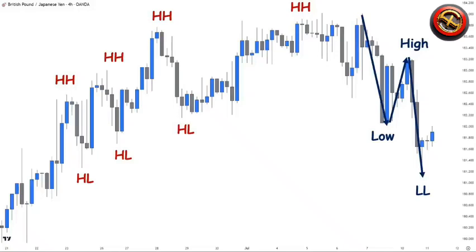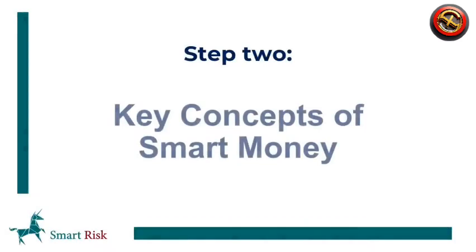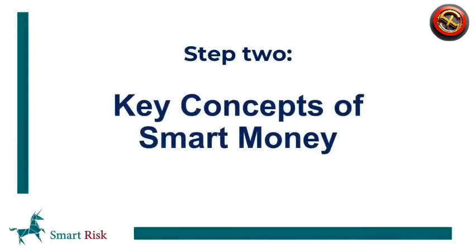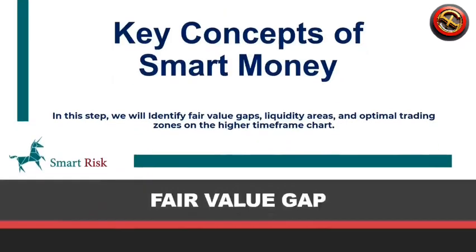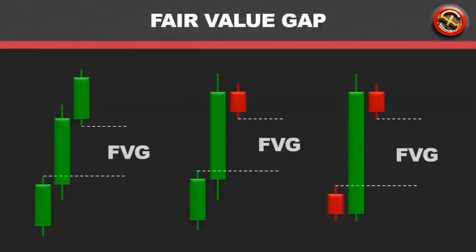Let's continue with the second step, key concepts of smart money. This step will identify fair value gaps, liquidity areas, and optimal trading zones on the higher time frame chart. The fair value gap is a 3-candlestick pattern characterized by a significant gap between the shadows of the first and last candles, with no overlap.